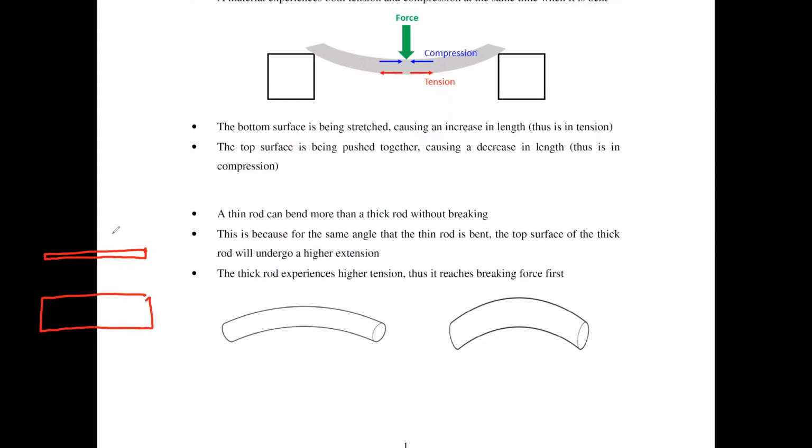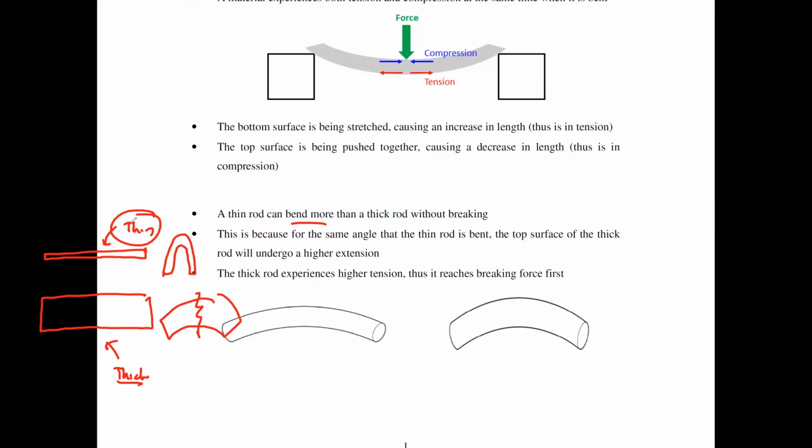So in general, when you try to bend this thin rod versus this thick rod, what you will notice is that the thin rod can actually be bent more compared to the thick rod. The thick rod will actually break first. If you take two different rods of the same material, the thinner one, you can actually bend it a lot more until it looks like this. But the thick one, maybe somewhere along the way you bend it, it suddenly breaks in the middle.